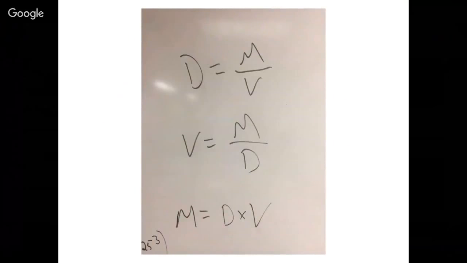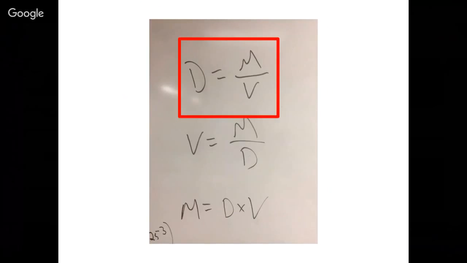These are a couple of formulas we're going to need. Density equals mass over volume, and then the other two, volume equals mass over density, and mass equals density times volume, come from the same equation. We're going to start with the density of our sample. So we need the mass and the volume of our sample.